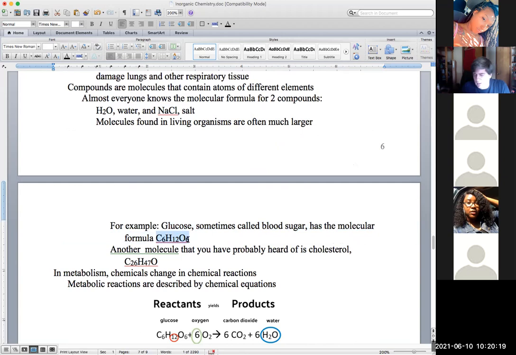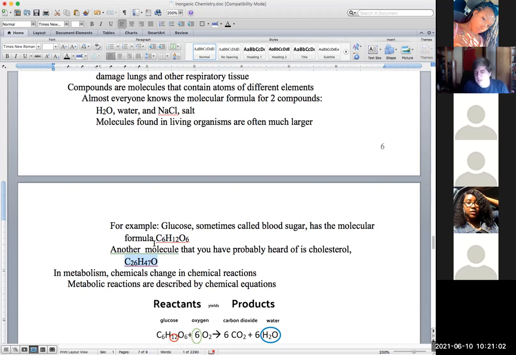But glucose has the formula C6H12O6. So notice this means that there are 6 atoms of carbon, because the subscript behind the C is 6. There are 12 atoms of hydrogen, the subscript behind the H is 12. And there are 6 atoms of oxygen, the subscript behind the O is 6. Another molecule you've probably heard of, cholesterol. Cholesterol has the formula C26H46O. So in cholesterol, there are 26 atoms of carbon, 46 atoms of hydrogen, and notice no number with the oxygen. So what? Just 1 atom of oxygen.